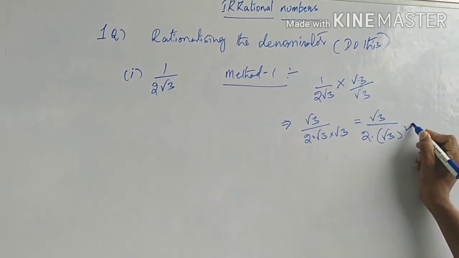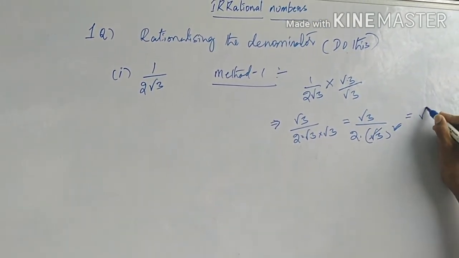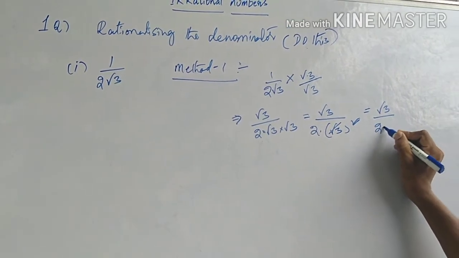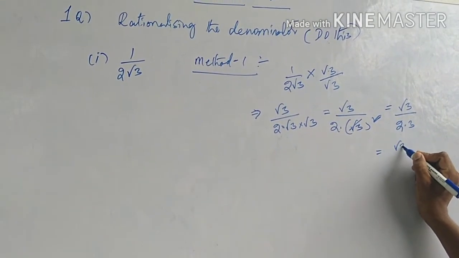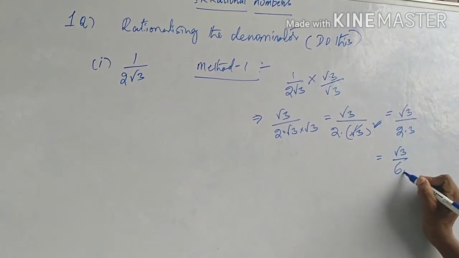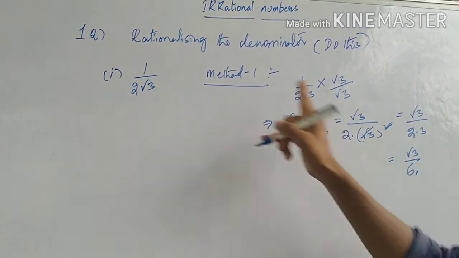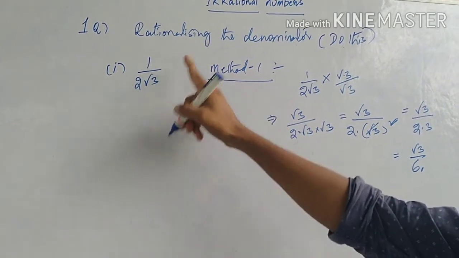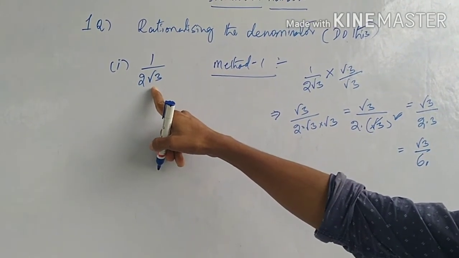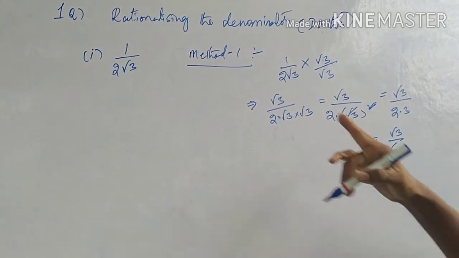Root 3 whole square. Square and square root cancel. So the result is root 3 by 2 into 3. So root 3 by 2 3s are 6. The denominator is rational. Here in our question, the denominator was irrational; now the denominator is rational.